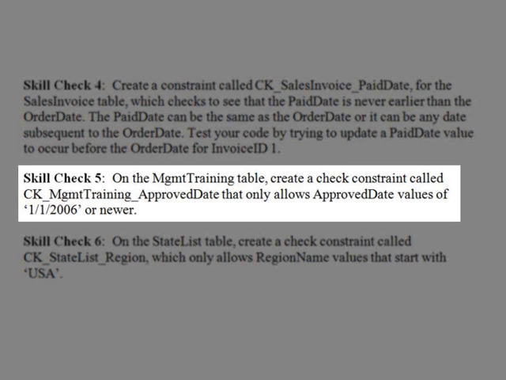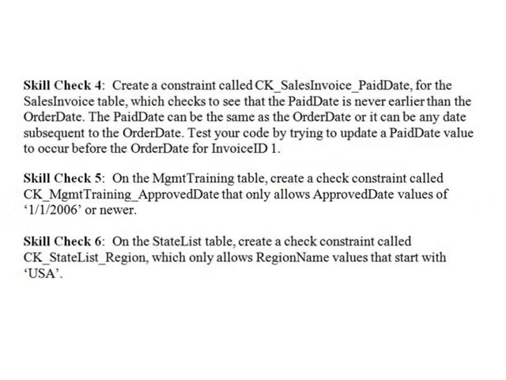Skill check 5. On the management training table, create a check constraint called CK_management_training_approved_date that only allows approved date values of 1/1/2006 or newer.